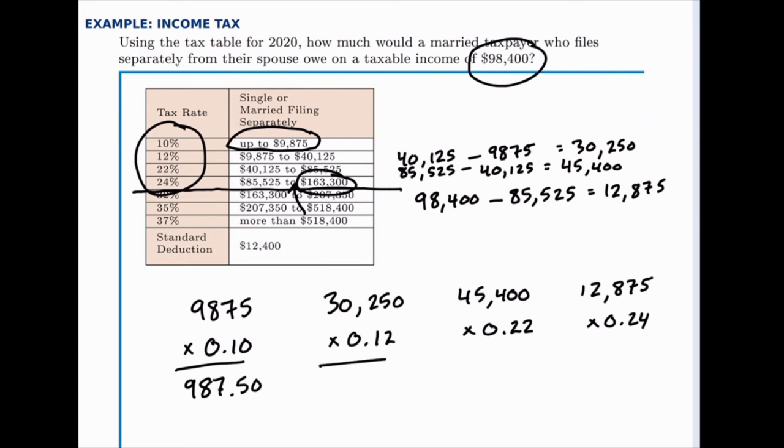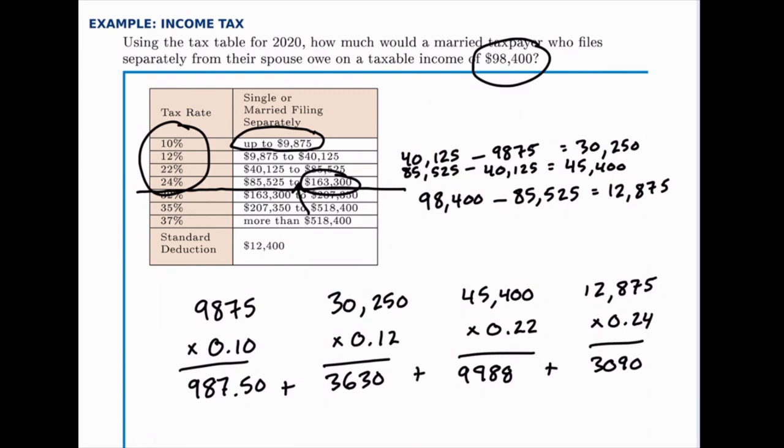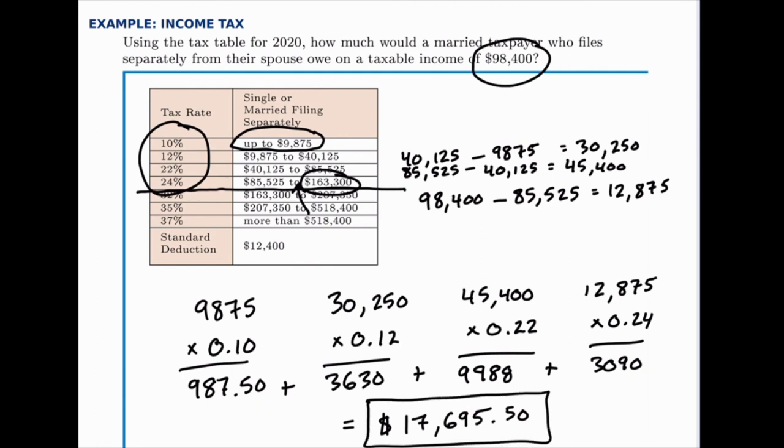The next one is 36.30. The next one is 99.88. And the last one is 3090. So those are the total amounts that are taxed from each segment. So the total tax that this person owes is going to be the total if we add all those together. So if we add together these four values, what you should get is $17,695.50. So that's the total tax that this person owes, $17,695.50.